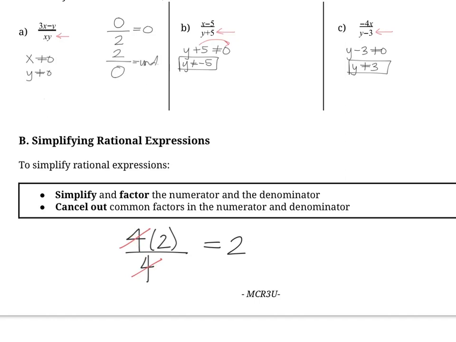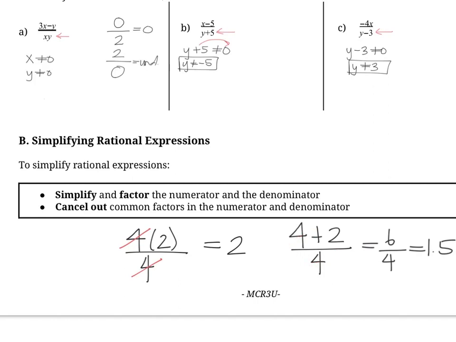This is very different from this, 4 plus 2 all over 4. This answer is actually 6 over 4, which is equivalent to 1.5. But some students think, oh, we have common factors here, 4 and 4, and so I can cross them out and I'll be left with 2. But we know that this answer is not 2, it's 1.5.